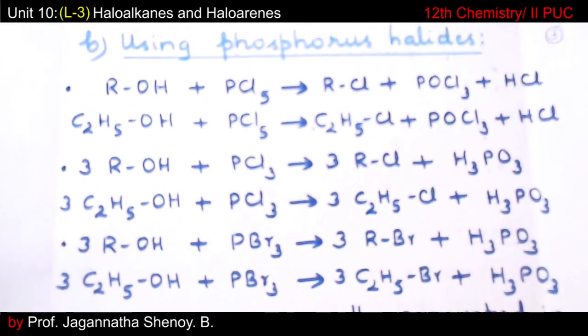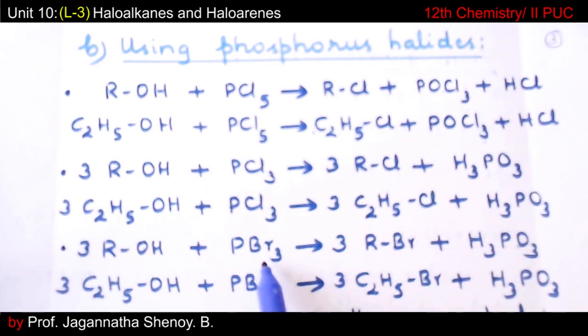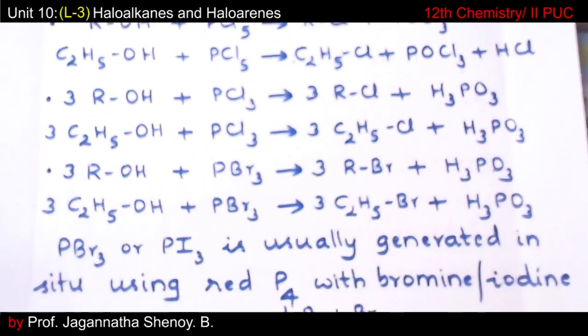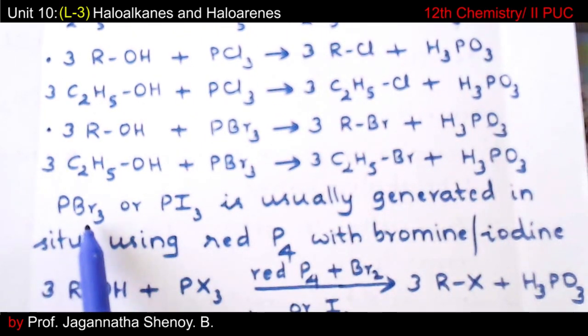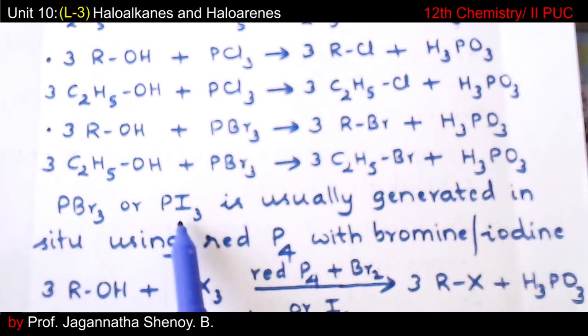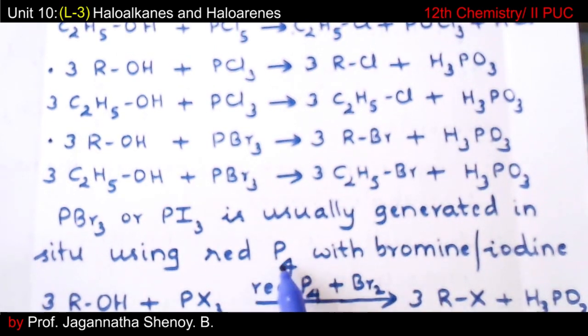In the same way, I can make use of PBr3. We get alkyl bromide along with the formation of orthophosphorus acid. Generally, PBr3 or PI3 is obtained in situ; we generate PBr3 and PI3 at the reaction site, in the reaction mixture. How do we prepare it? We will consider a mixture of red phosphorus and we take it either with bromine when we want PBr3 or iodine when we want PI3.